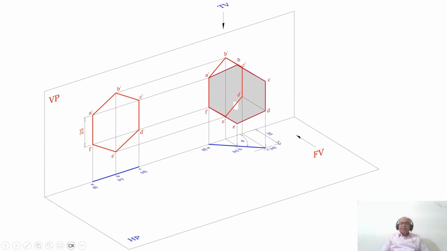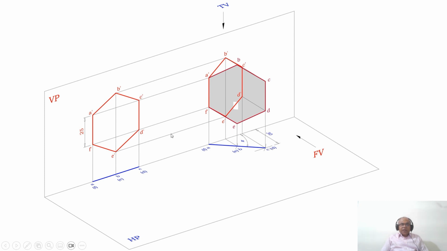So here the inclination is not given. Since the inclination is not given, we need to find out that particular inclination. So how to proceed with this particular problem? You rotate the initial position of the hexagon till C dash D dash becomes 30 mm in front of VP. CD, which is on VP, you rotate till it becomes 30 mm.